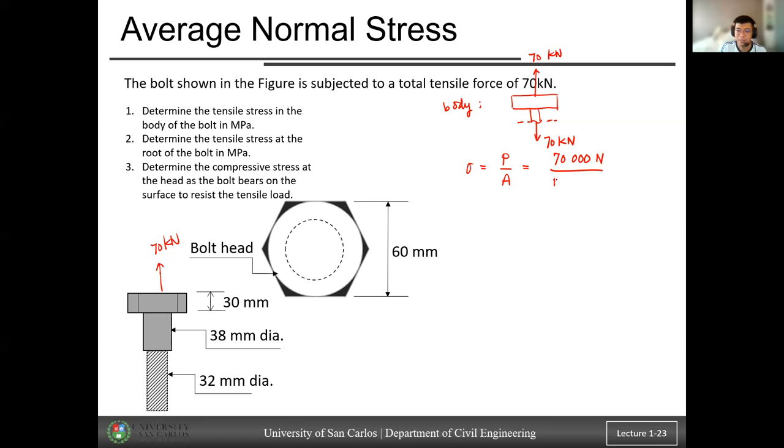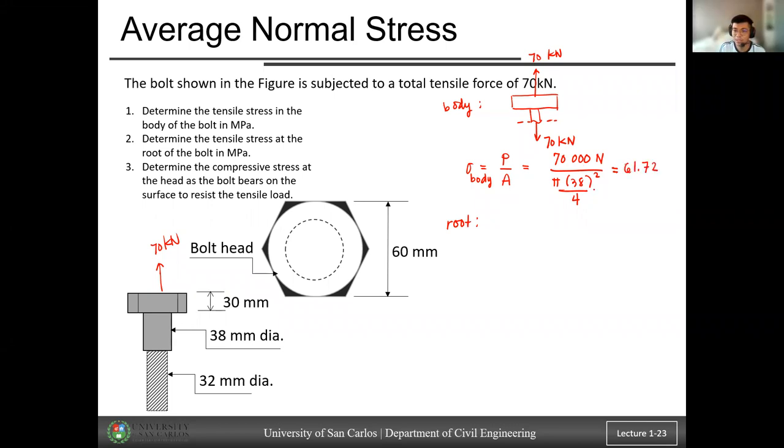So divided by pi d squared over 4. So that's 38 squared over 4. So the stress at the body, you can write it as sigma sub body. So the answer would be 61.72, sir. How much? 61.72. So 61.72.